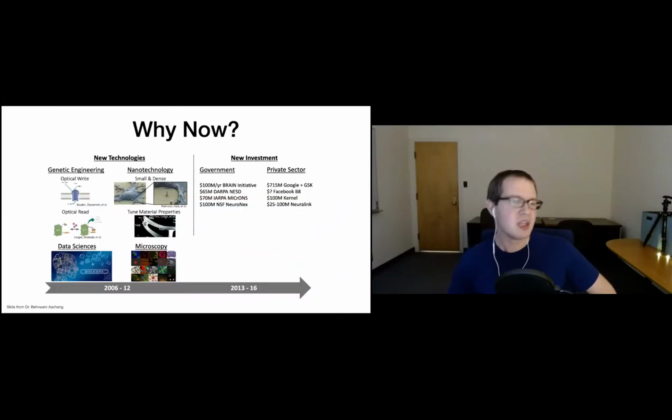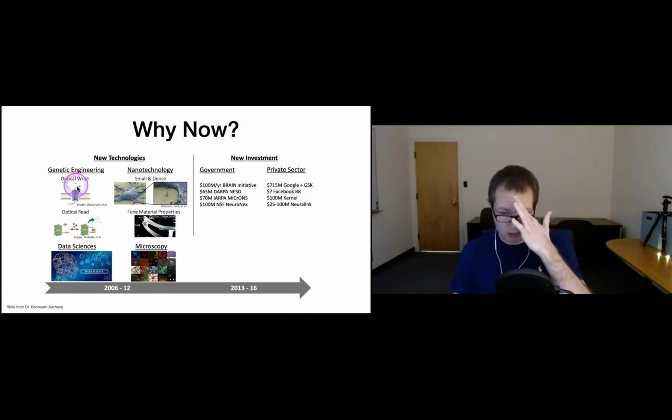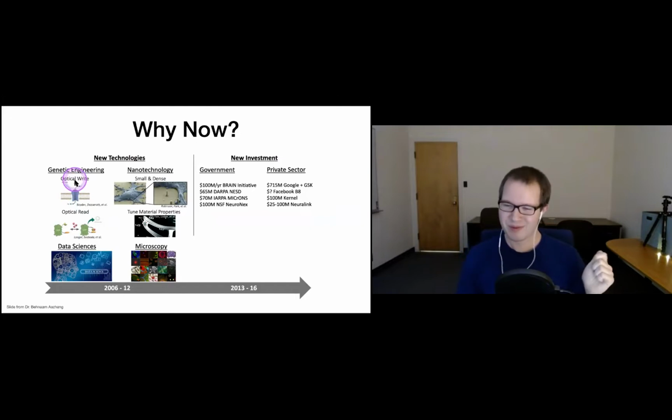working on this. Now, you might think, okay, this is all super interesting. Why is now the time that these things are really developing, moving forward? Well, there's a lot of technological advances that have happened. And so one of the ones you're going to see me talk about is genetic engineering. We can actually get neurons to light up when they fire.